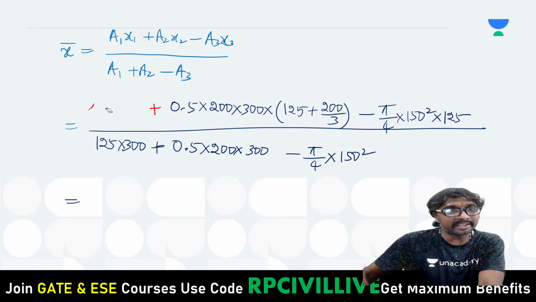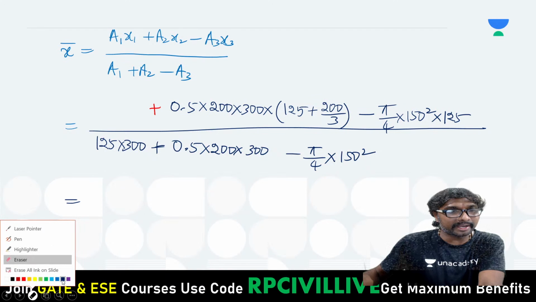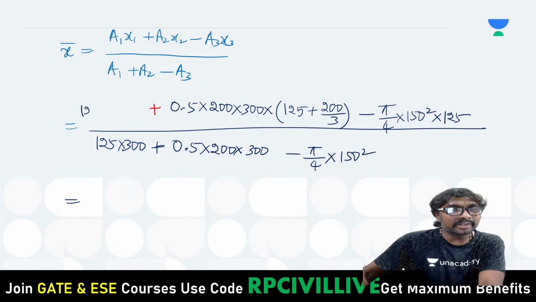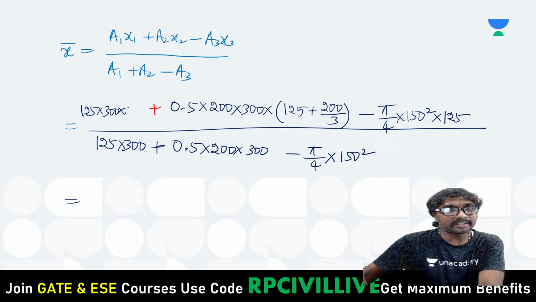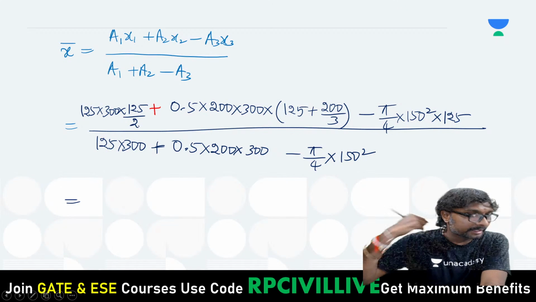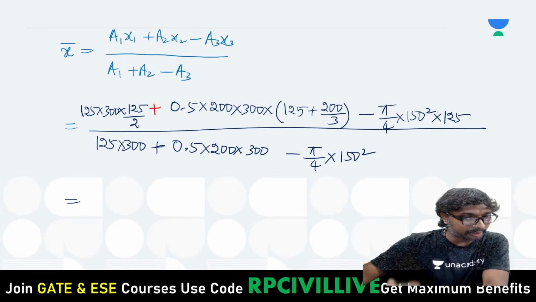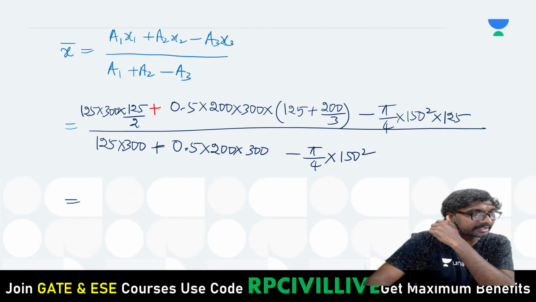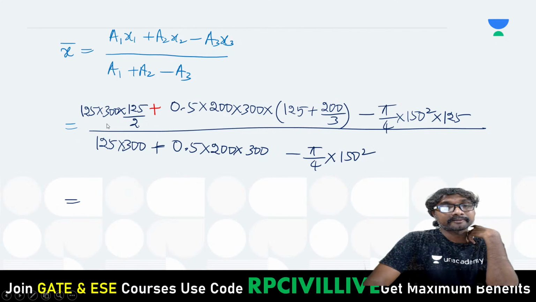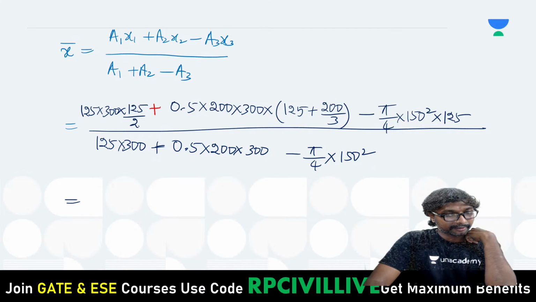What is that? A1 x1, A1 x1, no? A1 only I have written, right? 125 into 300 is the A1, into what is that? X1? Half of this 125, no? Yes or no? I did not write that, right? 125 divided by 2, isn't it? Now, M plus, M minus we have to use it, right? M plus for this first one, M plus for the second one and M minus for the third one. That we have to use, isn't it?